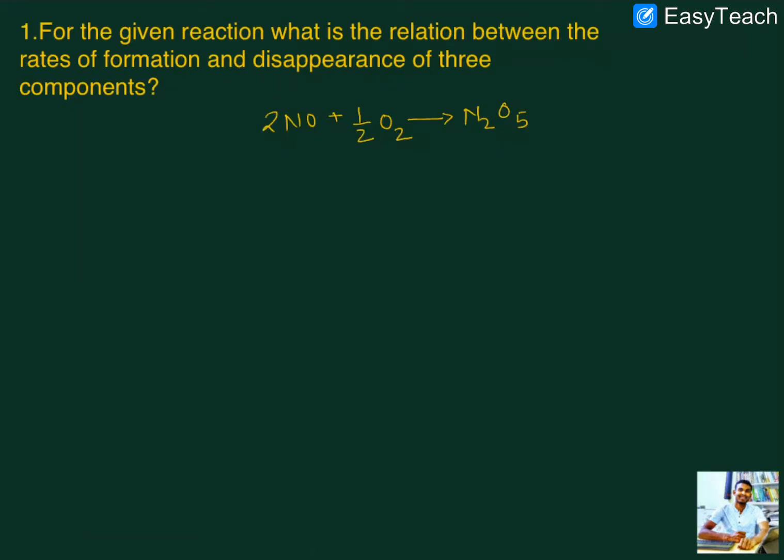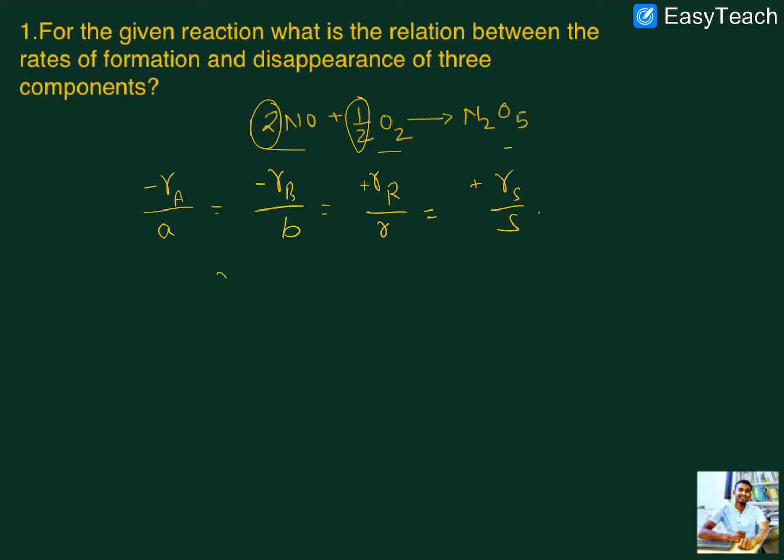The question is, for the given reaction, what is the relation between the rates of formation and disappearance of the three components? As you know, the rates are related: the rate of reaction divided by their coefficients, as I have already discussed in my concept series. So here we have two reactants and one product, so similarly 2 and 1 by 2, these are the stoichiometric coefficients.